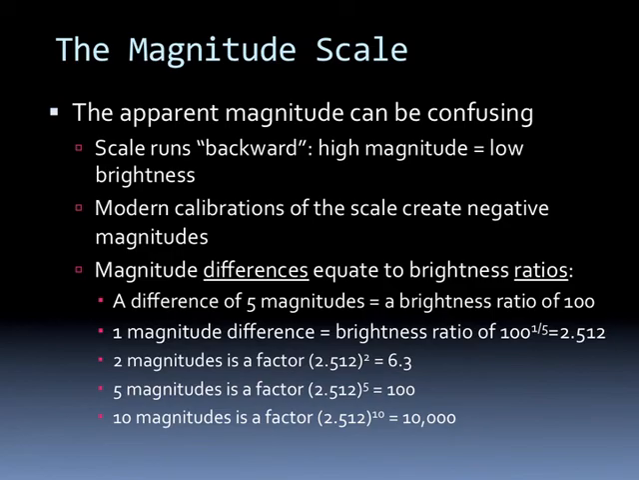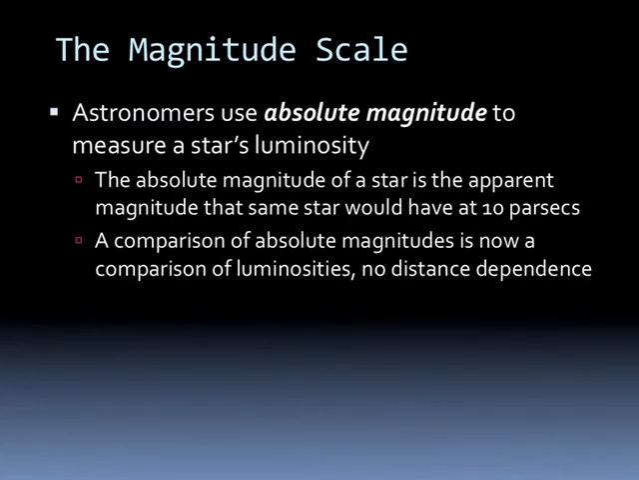Magnitude differences equate to brightness ratios. So a difference of 5 magnitudes is a brightness ratio of 100. Now all these numbers down here are just based on logarithms. It's a logarithmic scale. So astronomers use absolute magnitude to measure a star's luminosity. The absolute magnitude of a star is the apparent magnitude that same star would have at 10 parsecs. A comparison of absolute magnitudes is now a comparison of luminosities, and there's no distance dependence.